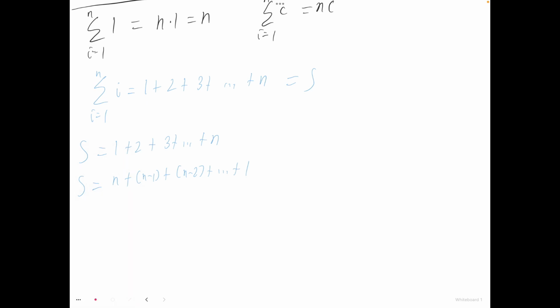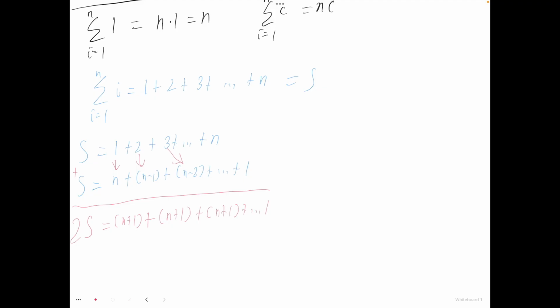Now the mathematical trick here is we're going to add these two things together. If we add the left-hand side together, we get 2 times s. We've just added the summation to itself. But now we're going to redistribute on the right side as we add. We're going to commute. So we're going to do 1 plus n. Well, that's n plus 1. Plus, we have 2 plus n minus 1. Well, that's also n plus 1. 3 plus n minus 2. Well, that's also n plus 1.